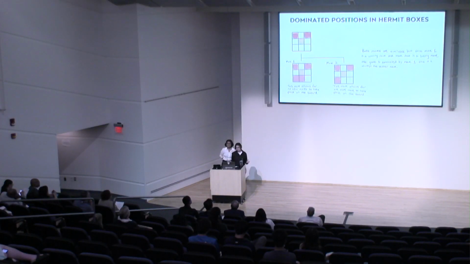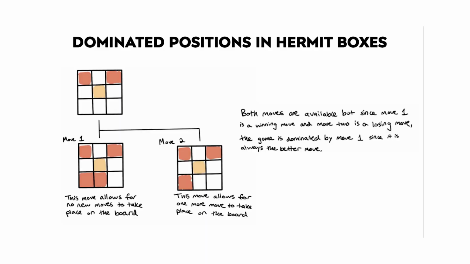So our game trees can get very large very fast, so we need specific ways in order to cut them down. So dominated positions in Hermit Boxes are a specific way we can cut down our game tree. So here in the top left, you can see a game state where in the middle there's a vertically placed yellow block, and in the top left and top right there's a vertically placed red block.